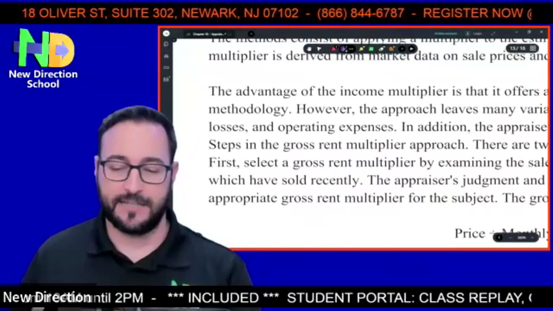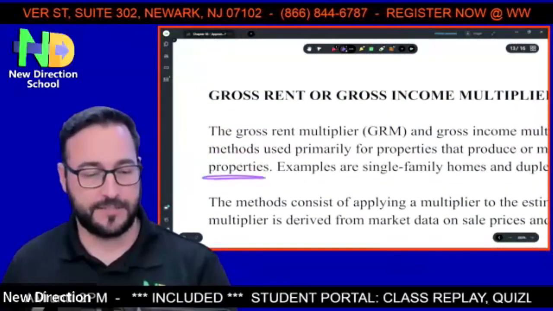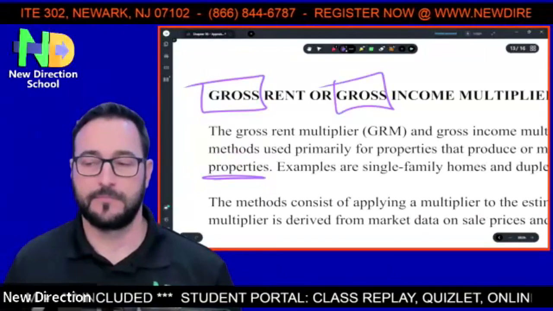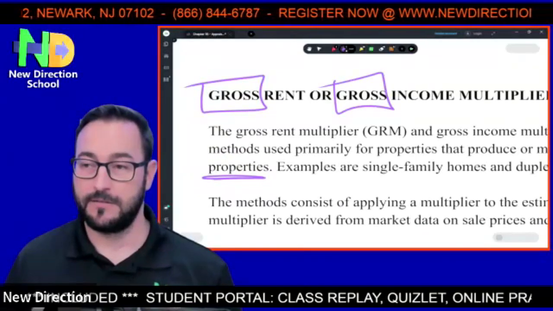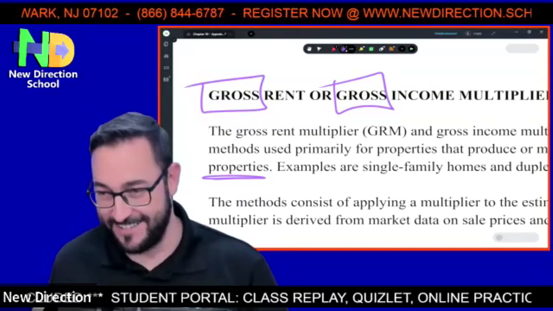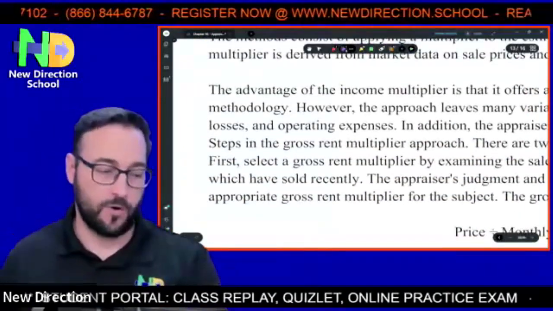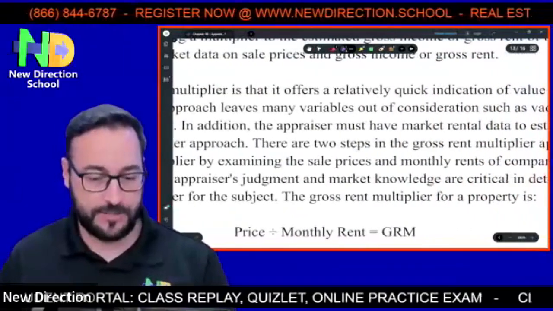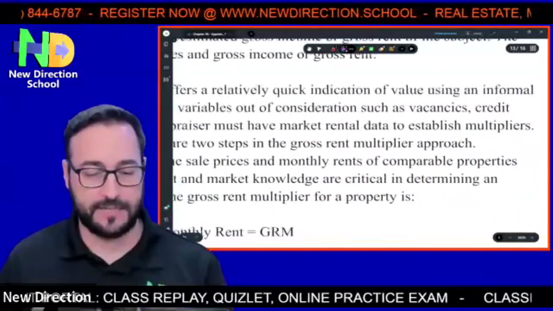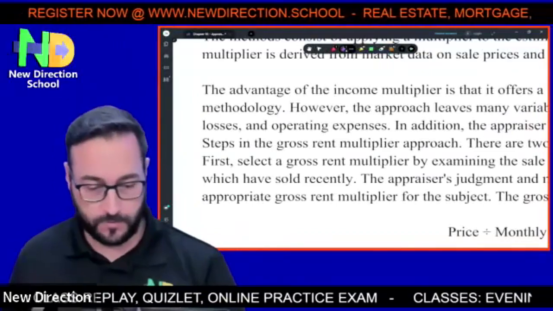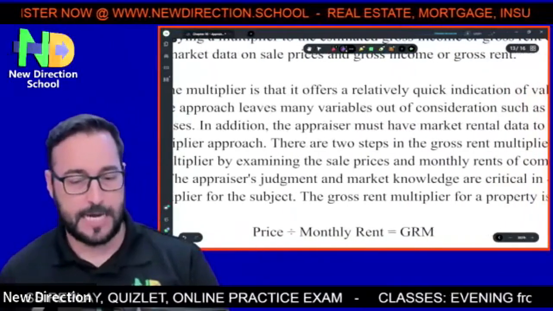As the name says, let me go back up. As the name says, it's gross rent or gross income, right? That means it's not net. That means we're not deducting again for losses or expenses. In addition, the appraiser must have market rental data to establish the multipliers. The steps in the gross rent multiplier approach, there are two steps.